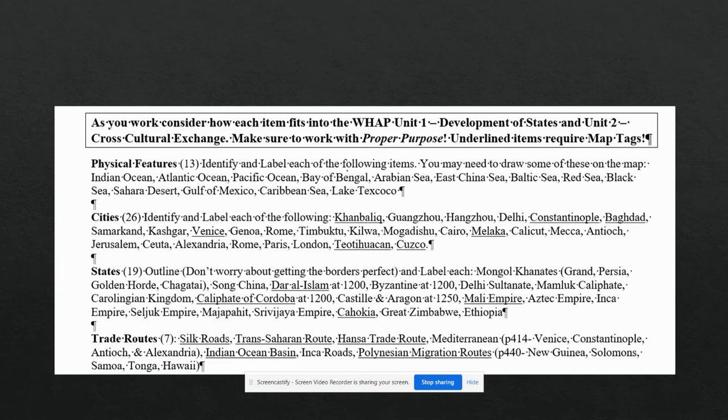All right, so here's kind of what it looks like. I'm just going to go through the basics right here. Physical features. Let's see what you can identify in the map real quick. Identify and label each of the following items. You may need to draw some of these on the map, so some of them are showing up. East China Sea, Baltic Sea. I think most of them are on there.